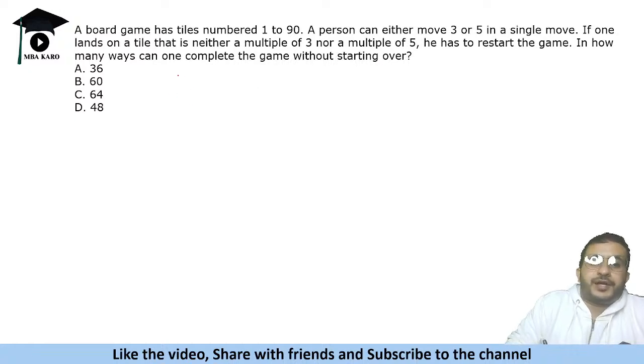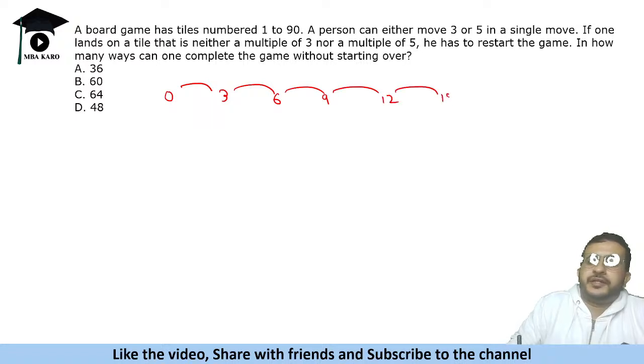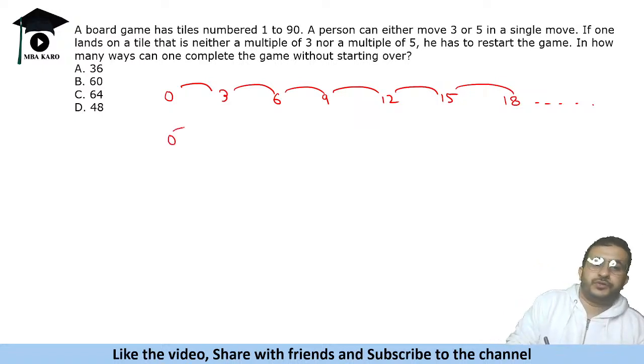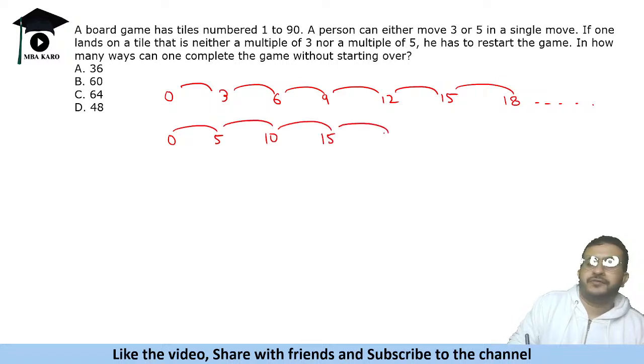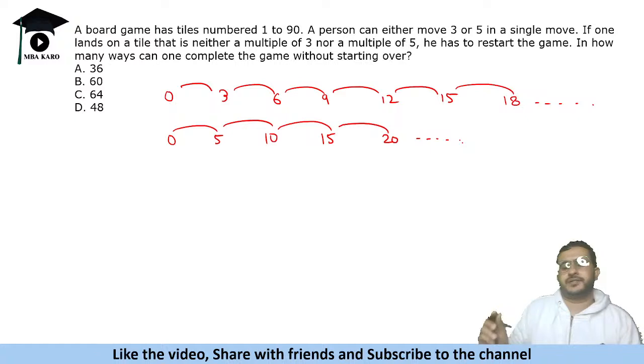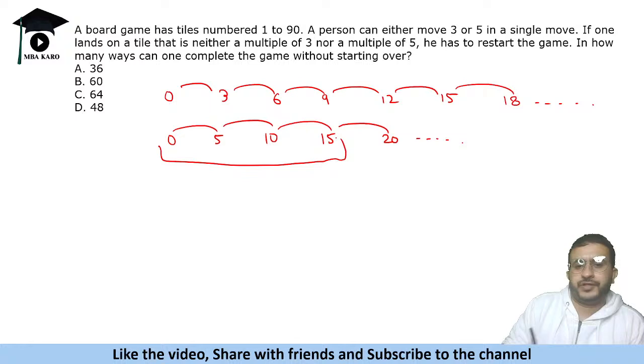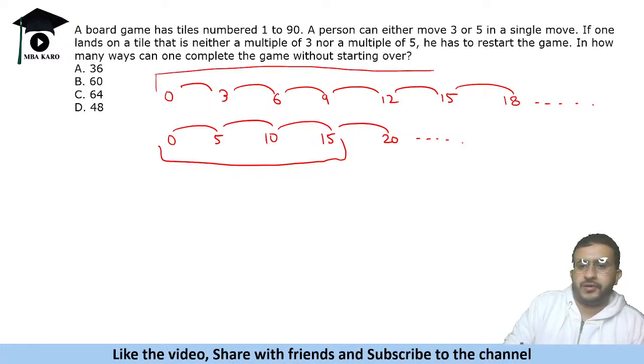Okay, suppose आप 3-3 चलते हो, 0 to 3, 3 to 6, 6 to 9, 9 to 12, 12 to 15. Okay, then you can go 18 and so on. You can keep going. Now you can also go like this: 0 to 5, 5 to 10, 10 to 15, 15 to 20, and so on like this. Now see this. Just take this portion 0 to 15. Okay, it is common in both.